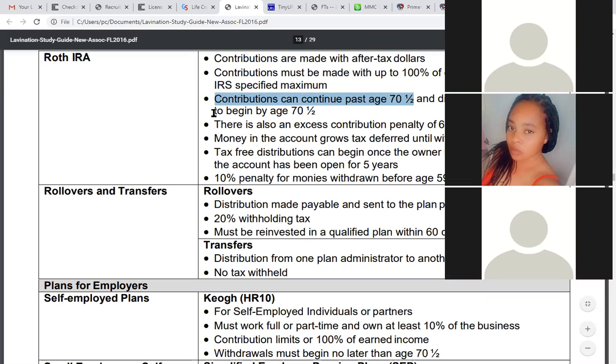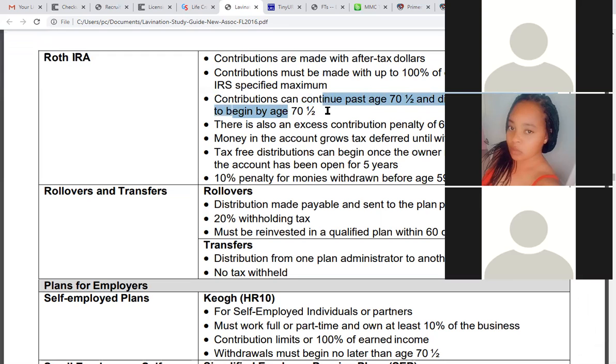Distribution does not have to begin at 72 years old. So when somebody has a Roth IRA, you never have to take the money out. You can leave that money there, and it's going to continue to grow as long as you keep it there. And then once you start taking money out, the beauty is you don't have to pay any taxes at all.